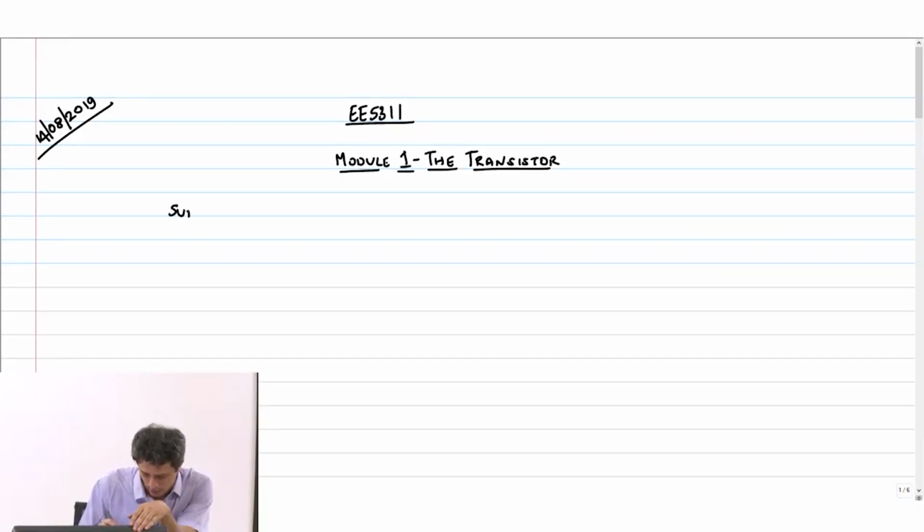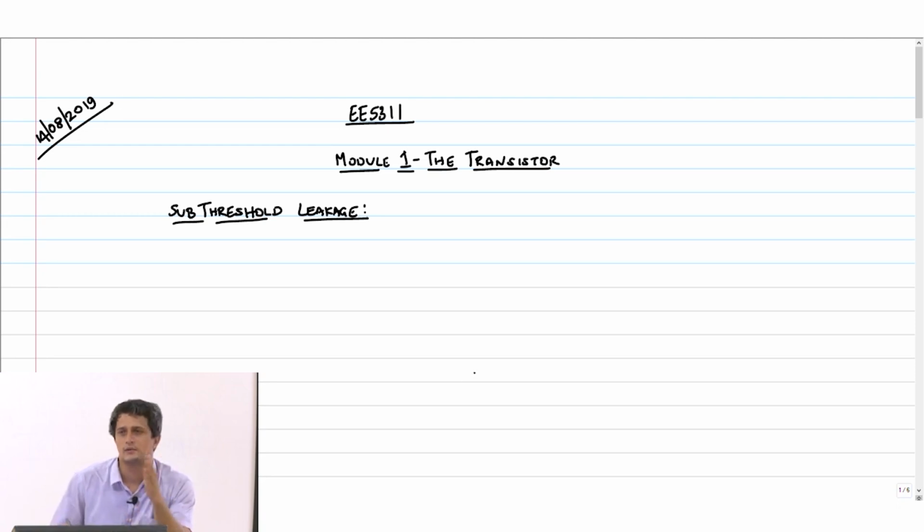So last class we stopped with the discussion on subthreshold leakage, right? We said that the NMOS transistor can behave almost like a BJT because now the drain and source are so close to each other that the channel is so thin that it behaves like a base.